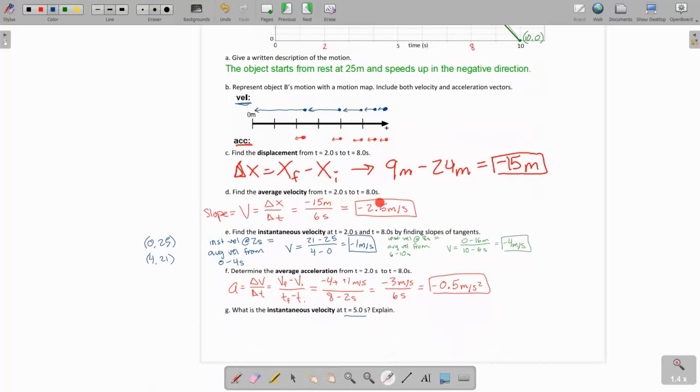So since 5 seconds is the midpoint between 2 and 8, the average velocity from 2 to 8 will be equal to the instantaneous velocity at 5 seconds. So this is your answer, -2.5 meters per second.